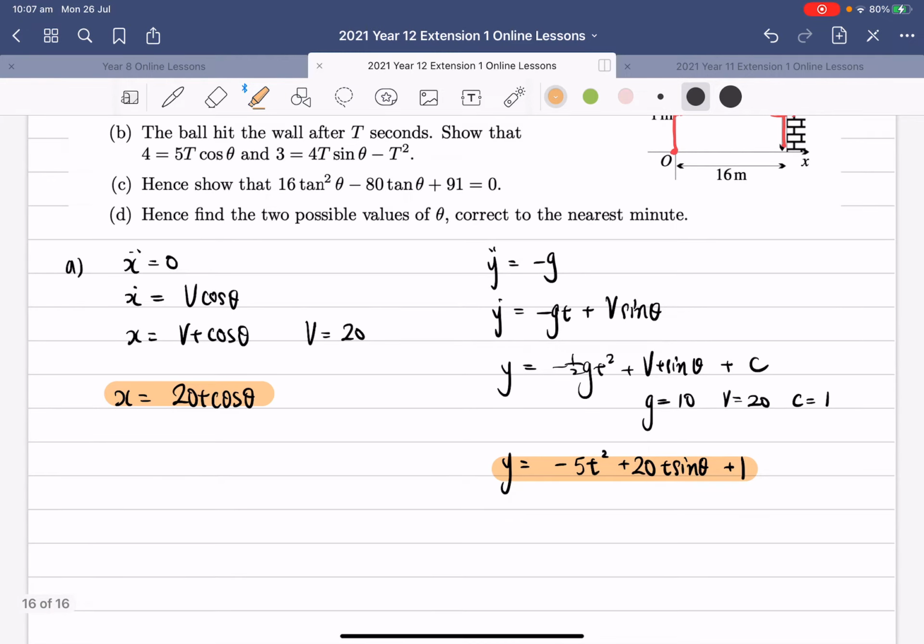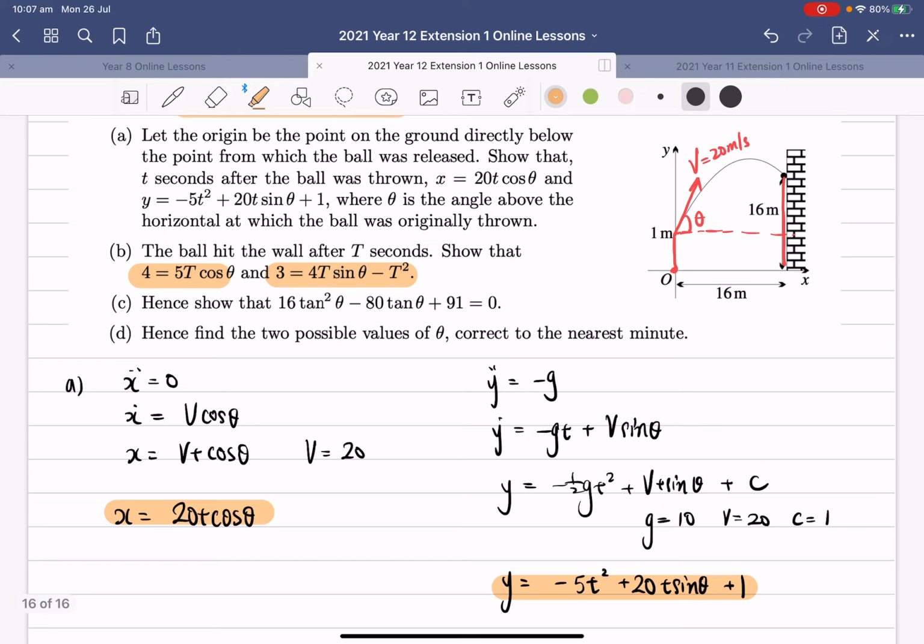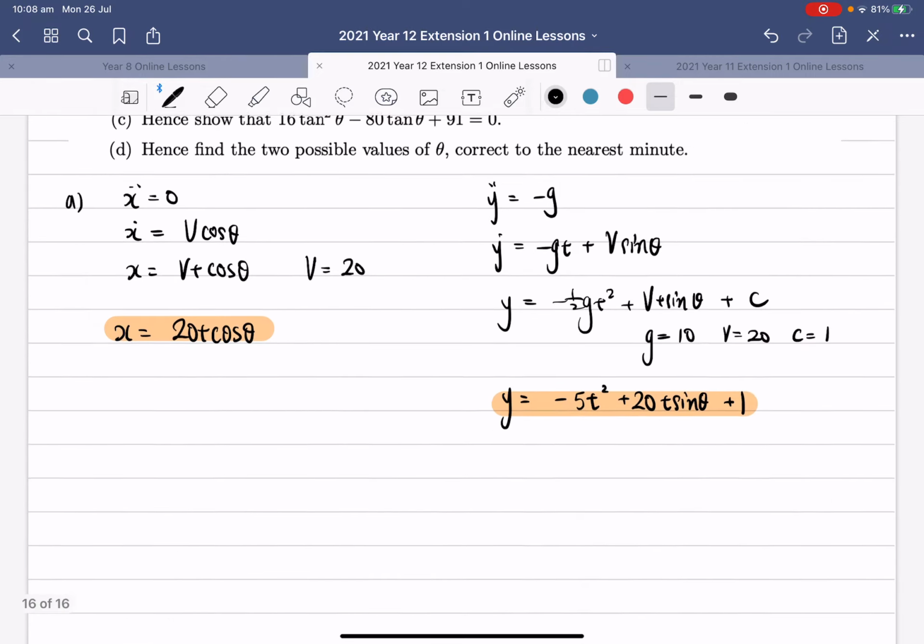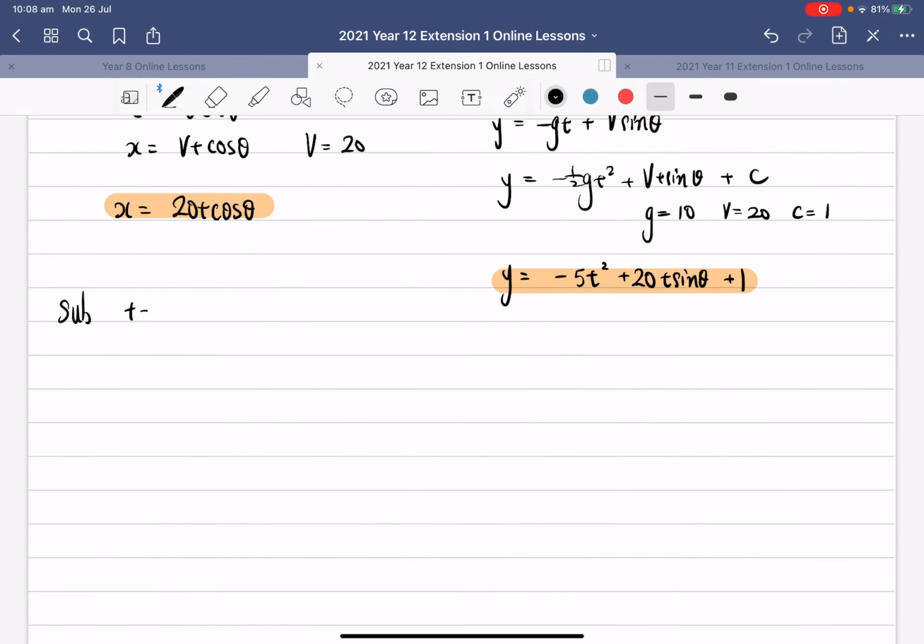Now part B, the ball hits the wall after T seconds, capital T seconds. Show that these two expressions hold. If you think about this, the ball hits the wall at this point, and we can find the coordinates at this point. The x-coordinate is equal to 16, and the y-coordinate is also equal to 16, taking the ground point as the origin. So all I have to do now is substitute the numbers in. We substitute t equals capital T, x equals 16 and y equals 16 into both equations. That gives us 16 equals 20T cos theta.